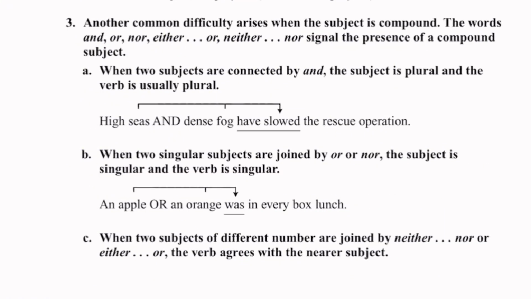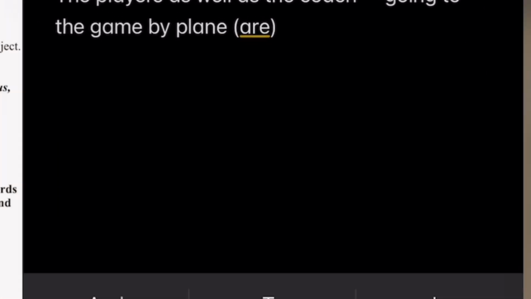When two subjects are connected by and, the subject is plural and the verb is usually plural. For instance, high seas and dense fog have slowed down the rescue operation. Do you understand? Have. However, we have some exceptions.